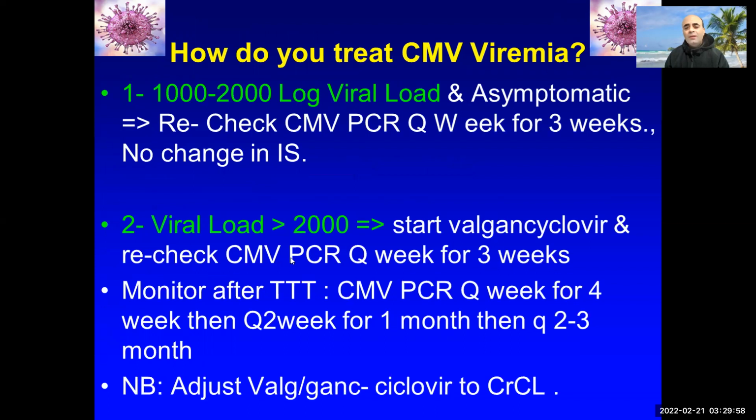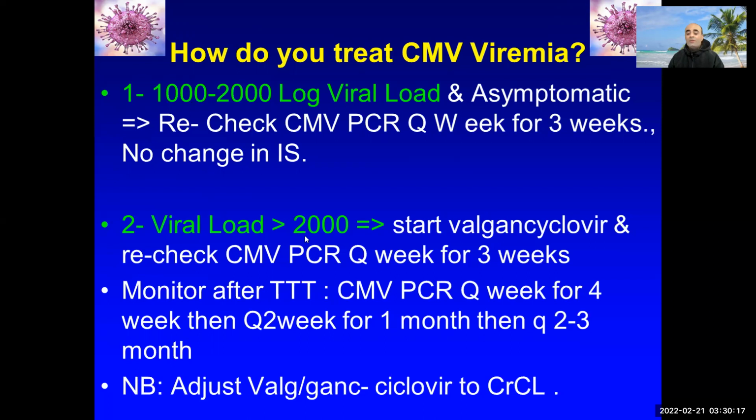1,000 to 2,000 log viral load and asymptomatic, just a routine follow up: CMV every week for 3 weeks, and no change in immunosuppression, or you can cut down if increasing. If the viral load increased more than 2,000, start valganciclovir and recheck CMV every week for 3 weeks.